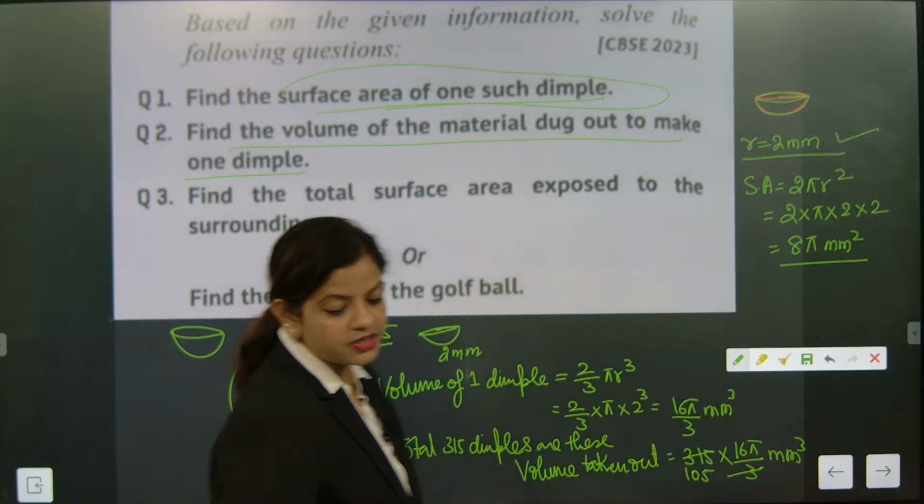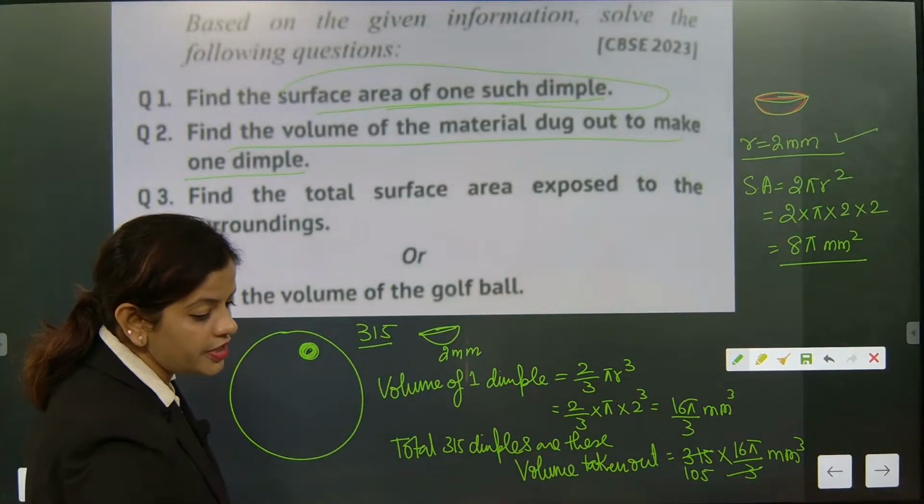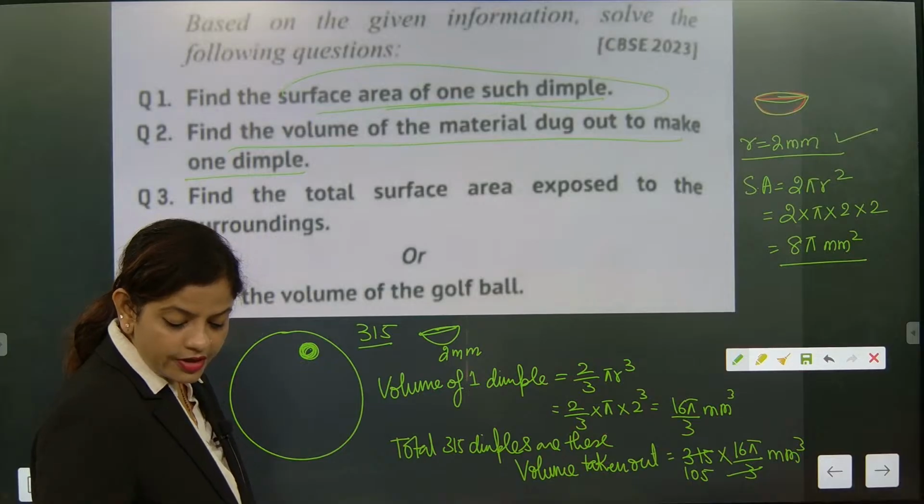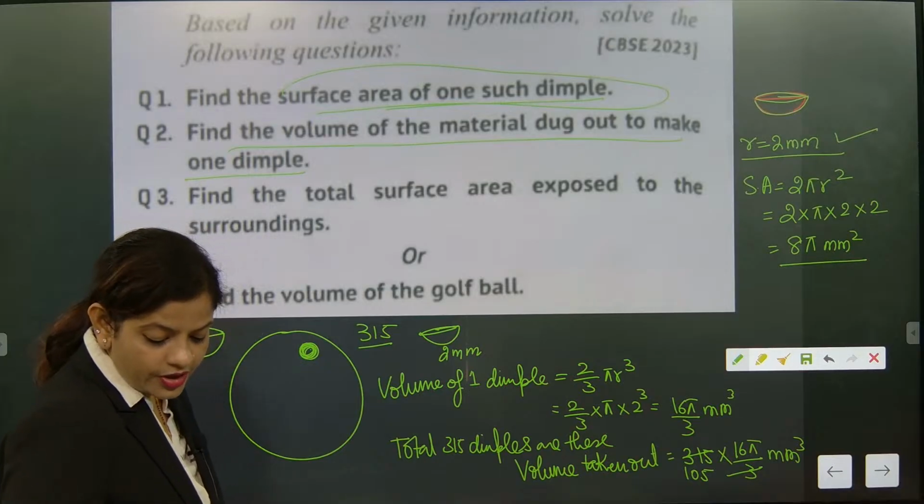Hi Tapashwini, let's start the work please. Surface area and volume case studies we are discussing. So I hope all the students who are returning from school will be doing their work.